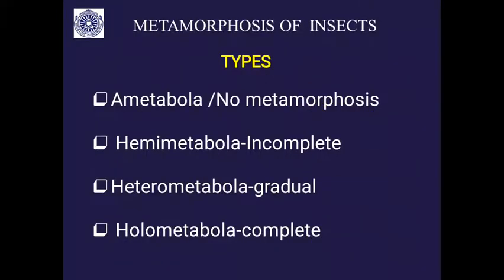In insects, we are able to see different types of metamorphosis. These different types are called ametabola, that means in some there is no metamorphosis at all. Then hemimetabola, incomplete metamorphosis. Heterometabola, it is incomplete metamorphosis, but a gradual one. Then holometabola, complete metamorphosis. Let us study these types in detail.